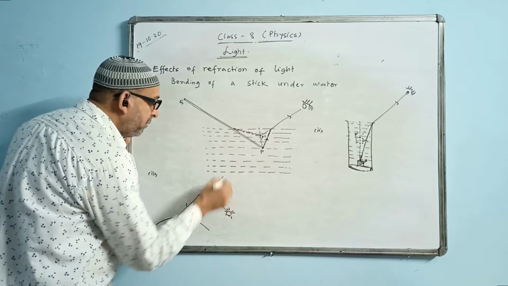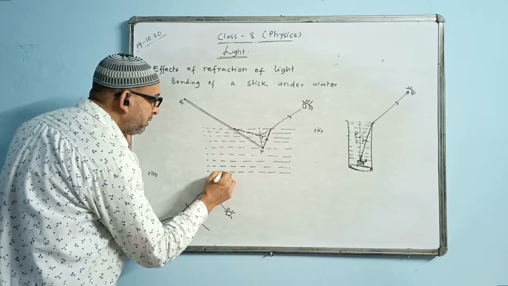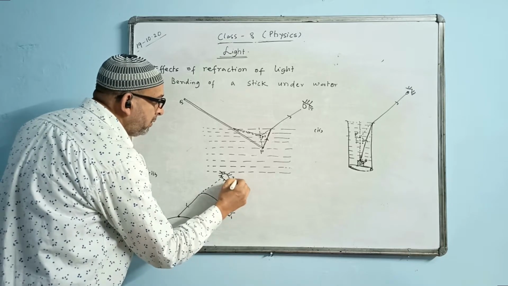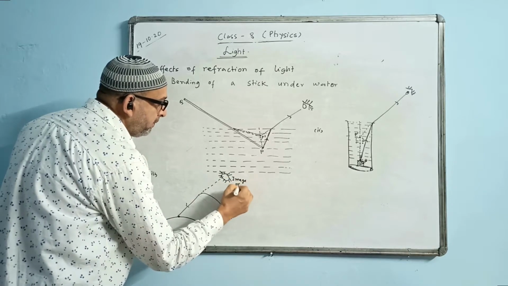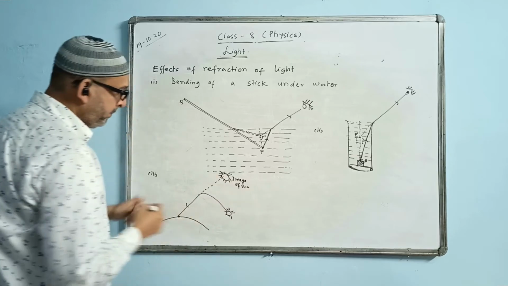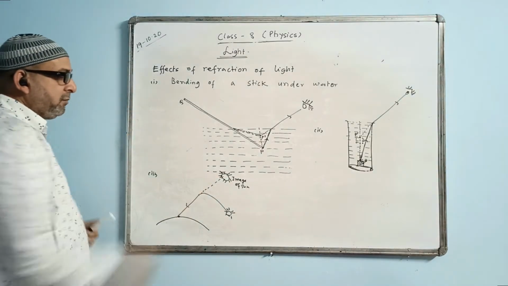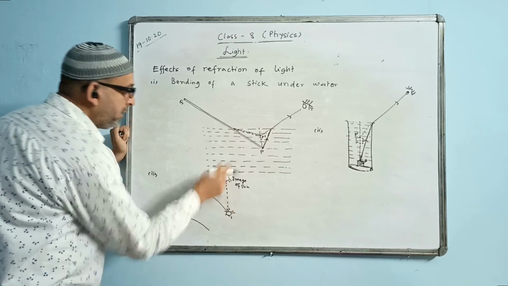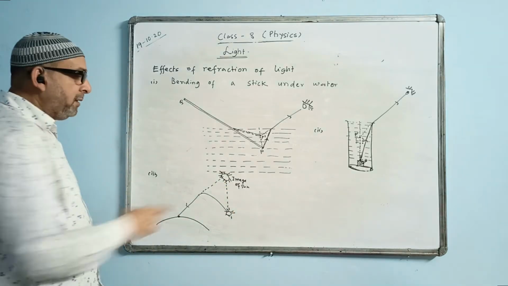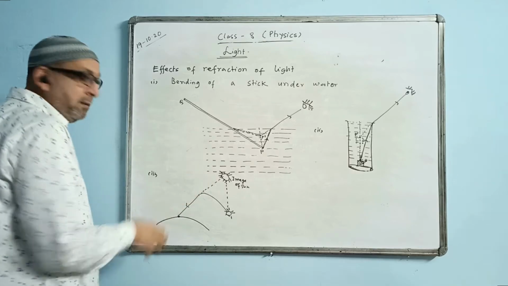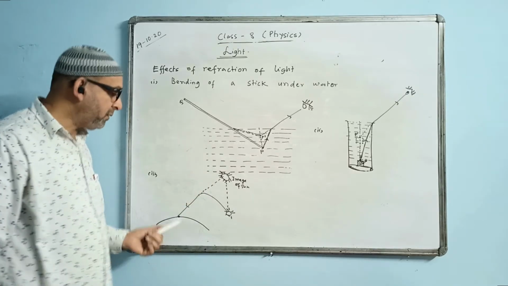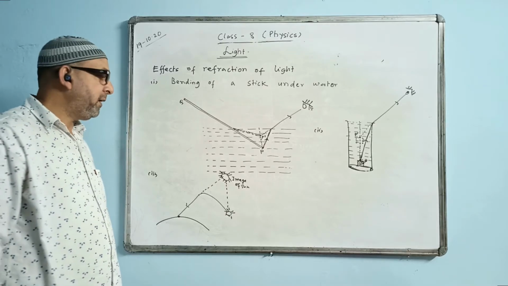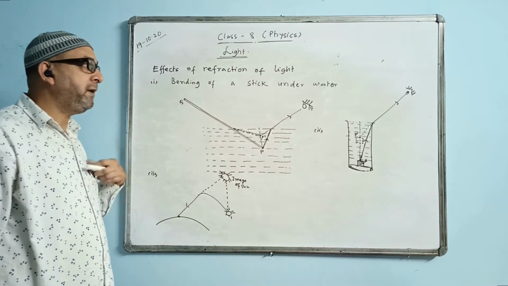The sun's position will appear to be raised somewhere here. This is the image of the sun. The image of the sun will be seen over here. That means the sun's position will appear to be raised by this amount. And this sun will give light on the surface of the earth, which we call twilight. This is the cause of the formation of twilight.